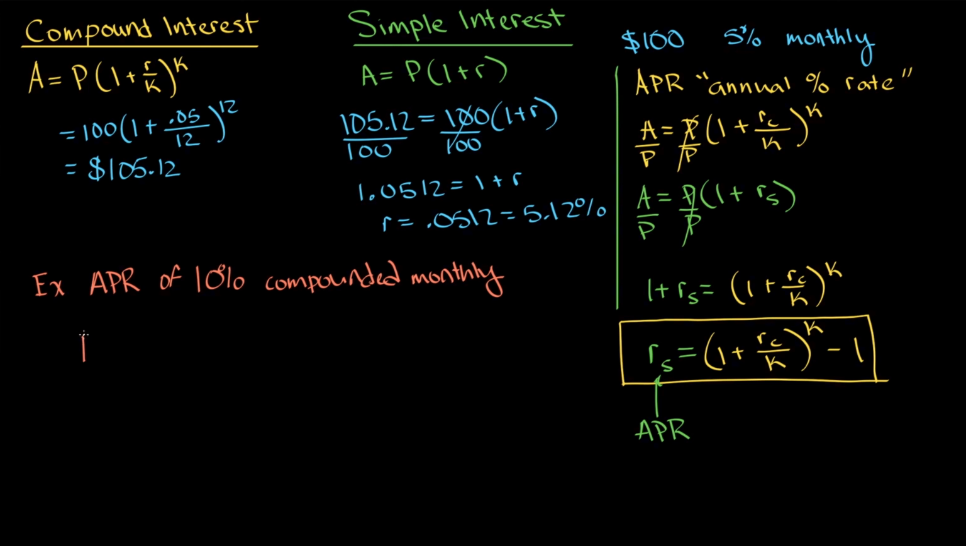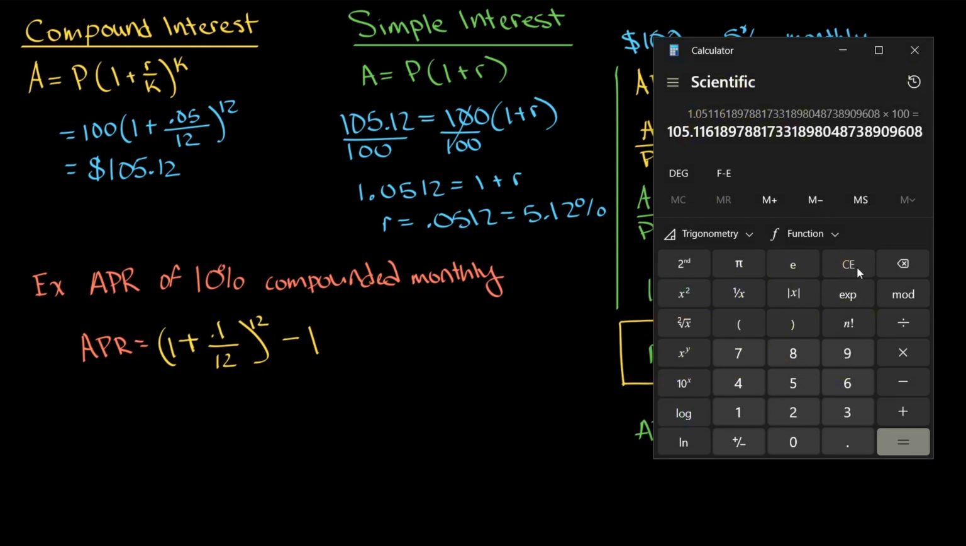So we have that APR is equal to 1 plus r sub c. We're finding 10% compounded monthly, so this is going to be 0.1 over k, and k is going to be monthly, so that's 12, over 12, to the 12th power, minus 1. We can figure out what this is on our calculator.